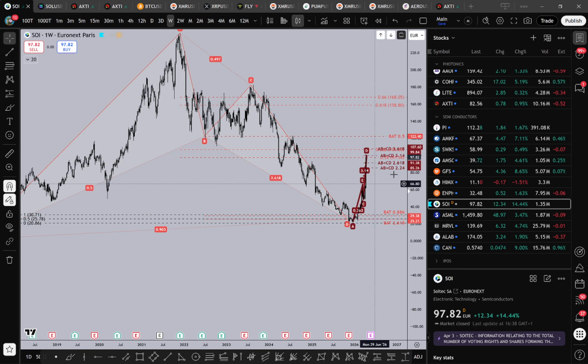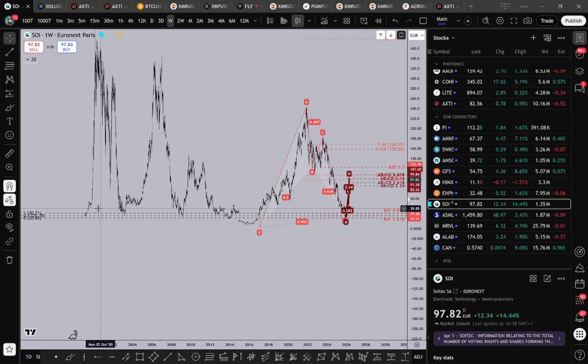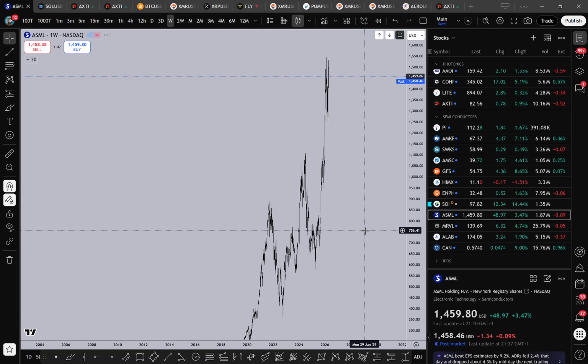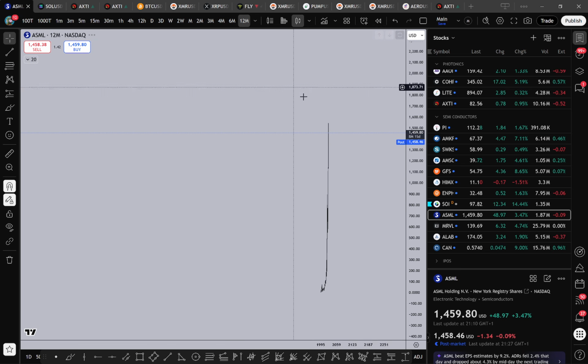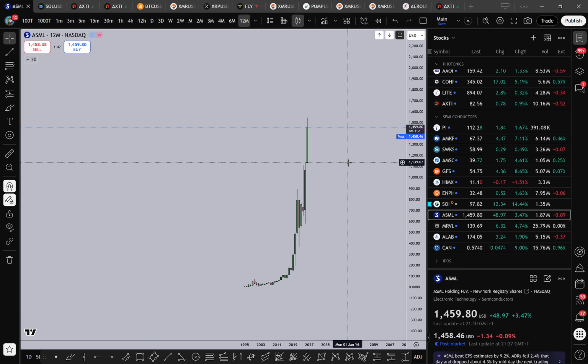But Soitec looks insane still. Beautiful chart. Just look at the correlation. Insane correlation on this one. There is ASML. Yeah, I wouldn't touch this. It looks good. You get into it if it retests some key levels, maybe 826 or something, and you want a high cap. Otherwise, there's no point touching this. There's no risk management here, so let's move on.